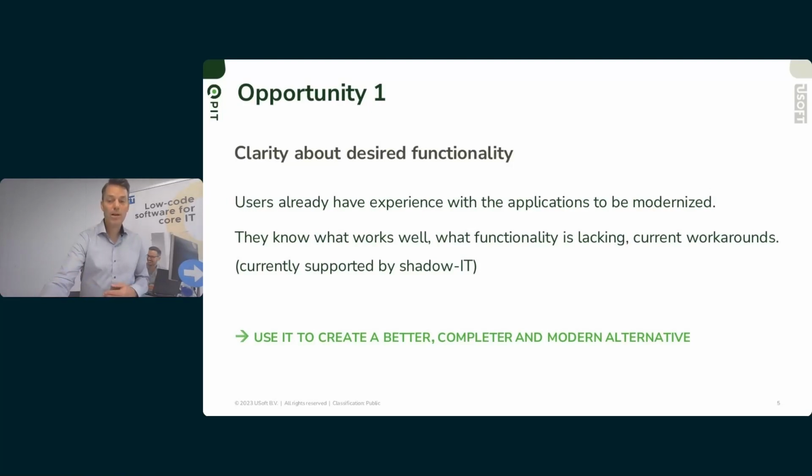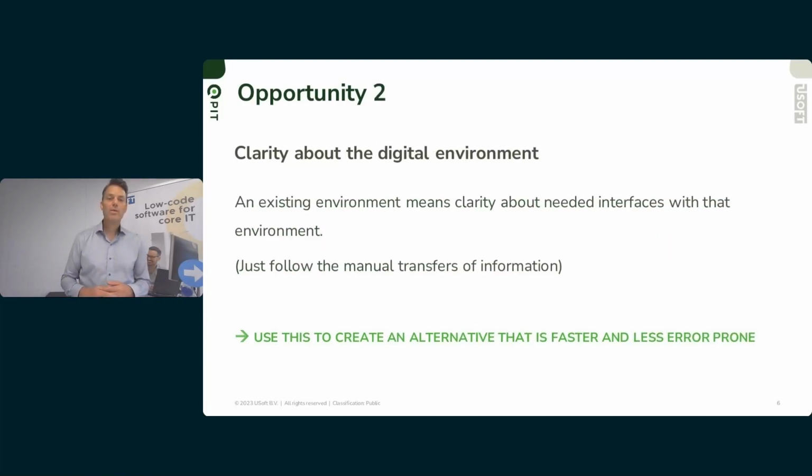The second opportunity is that there's clarity about the digital environment the system is functioning in. An existing environment means that there's clarity about the needed interfaces, the information that is needed by surrounding systems, and also needed by surrounding actors. So you can look at the current interfaces, but you should also follow the manual transfers of information in the current environment, in the current system. You have to use this information to create an alternative that is faster and less error-prone, without manual interfaces, for instance.